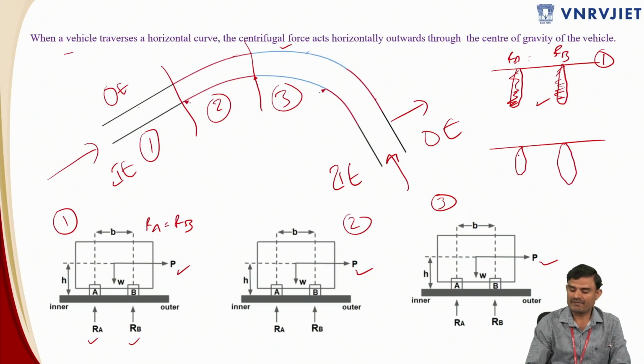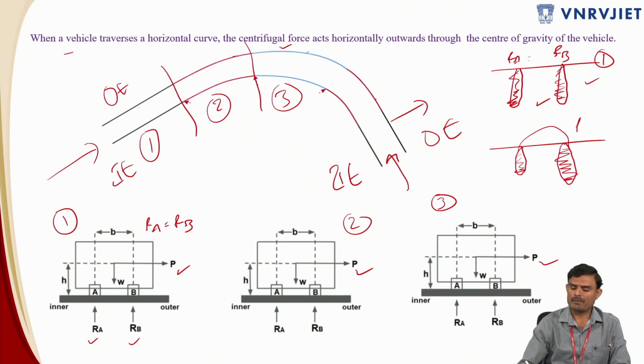If you can see, there is a difference, there is a shift of the pressure from RA to RB. So some amount of pressure has been shifted from RA to RB, which means nothing but there is some amount of centrifugal force. Here there is no discussion regarding centrifugal force, because as and when we have RA equal to RB, there is no centrifugal force present in the vehicle.